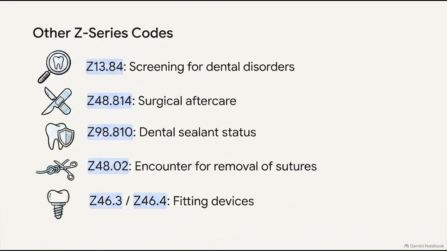That's Z48.02. And we can't forget our prosthetic and orthodontic patients. Z46.3 covers the fitting and adjustment of a dental prosthetic device, like a denture, while Z46.4 is for fitting and adjusting orthodontic devices, like braces. Nailing these encounter reasons tells the payer exactly what's happening, which paves the way for smooth reimbursement.